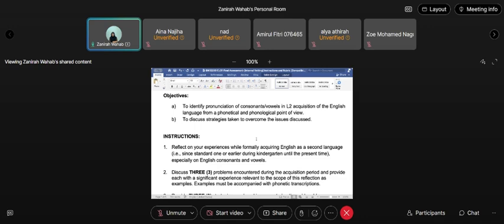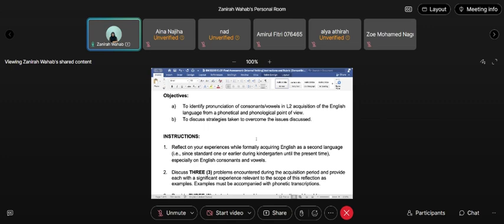So now the objective of this particular assignment, which is your last assignment, because it can be considered as your last assignment, is that your individual task is to identify pronunciation of consonants or vowels in second language acquisition of the English language from a phonetical and phonological point of view.